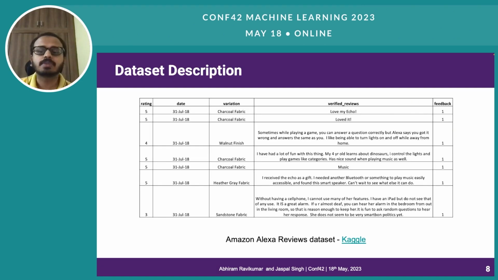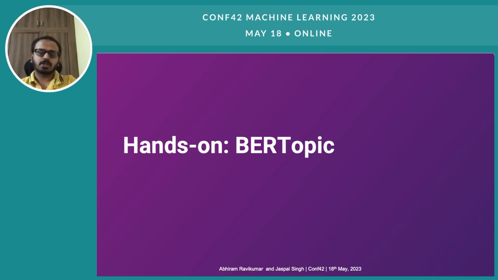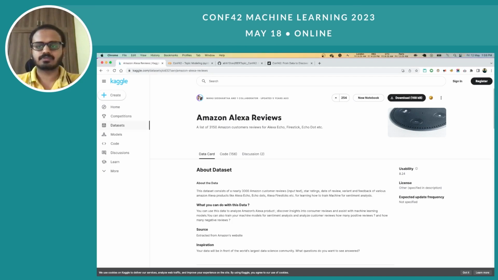So let's jump into the hands-on part, where we have the dataset description. Here we pick up the Amazon Alexa review dataset, which is available on Kaggle, and this dataset has 5 columns. For us, the verified reviews column contains the textual reviews, and that is the column we will be working with today. So without further ado, let's jump to the Jupyter Notebook on Google Colab.